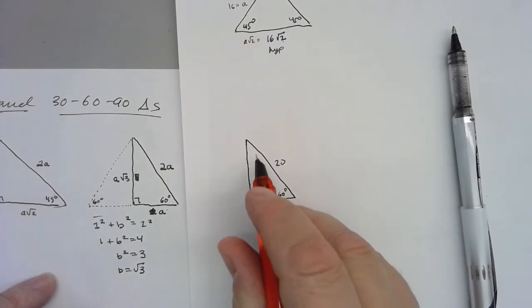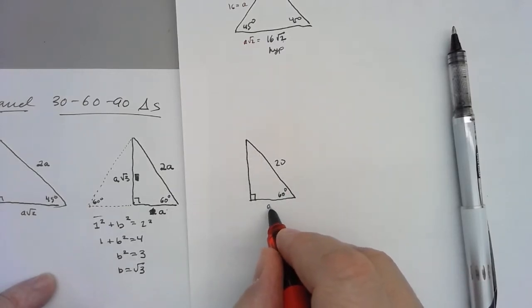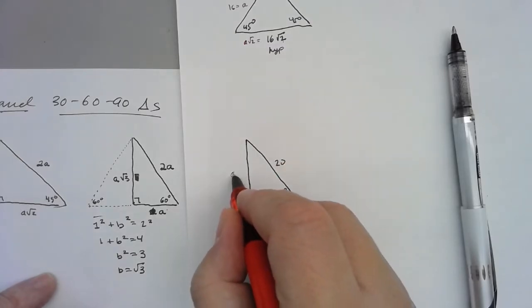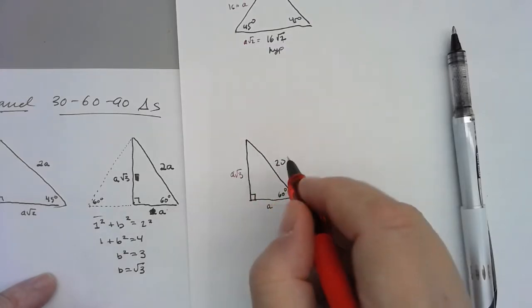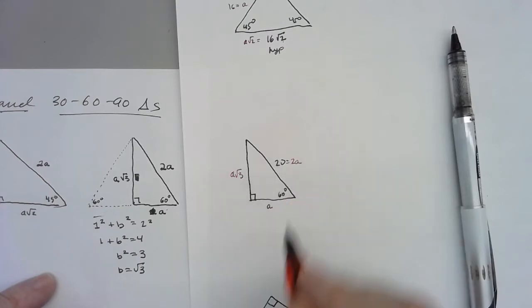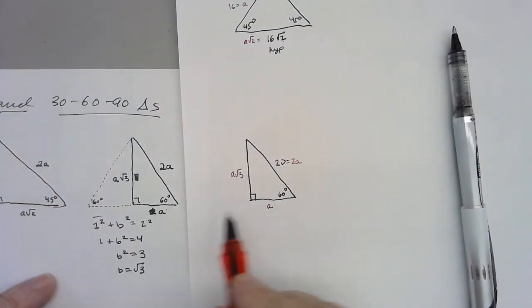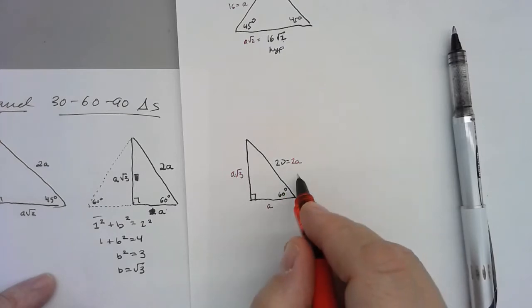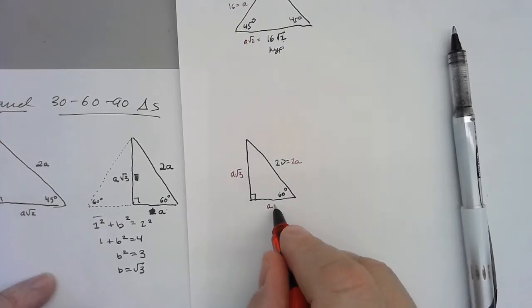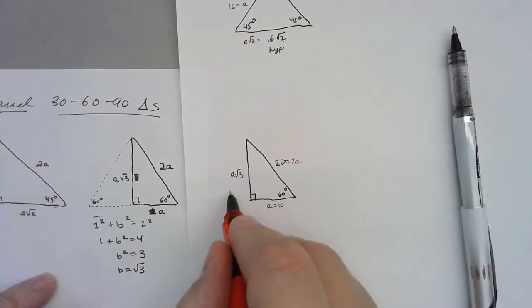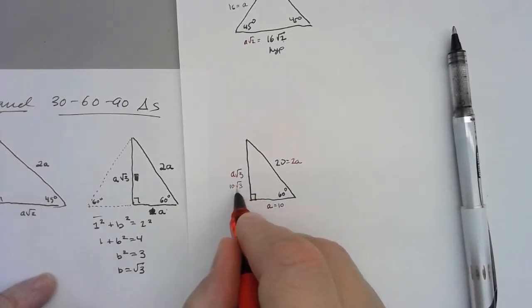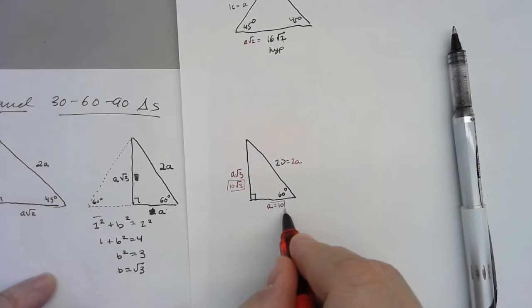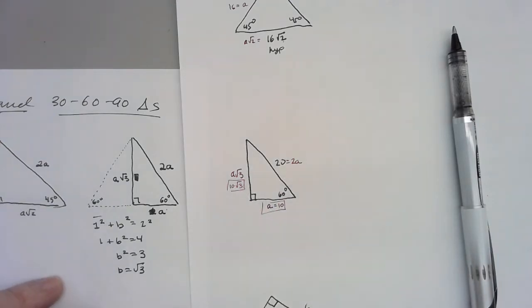So this is the shortest side. It's across from 30, so this is a. The medium length side is a root 3, and the longest side is 2a. So when I look at this now, I can tell immediately, since 2a is 20, that a must be 10. So that means this is 10, and this is 10 root 3, and that answers the question. The question was, what are the three lengths of the sides of this triangle? So again, knowing the template made this very quick.